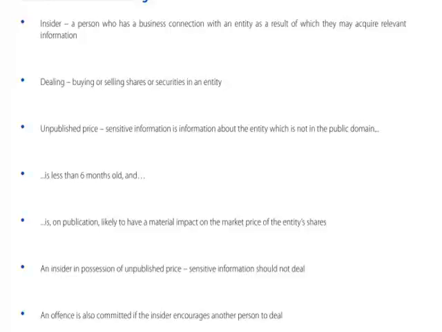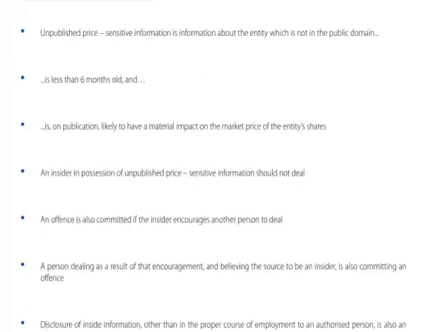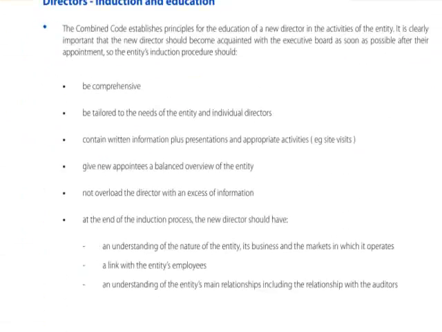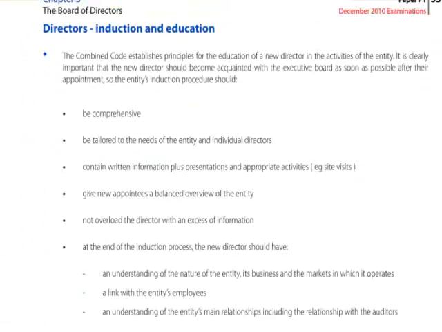Page 33, Directors, Induction and Education. What's induction? What's induction?